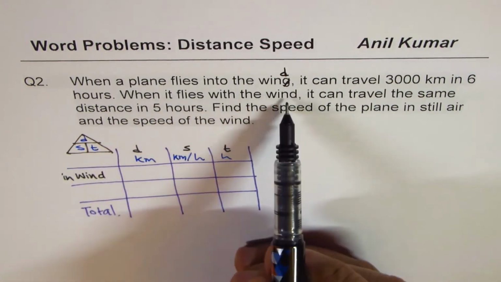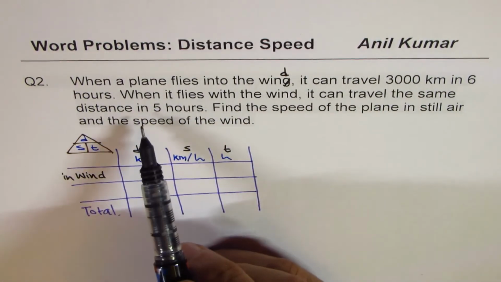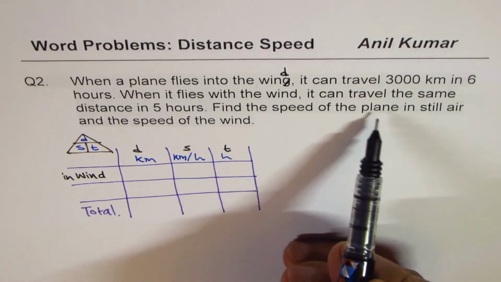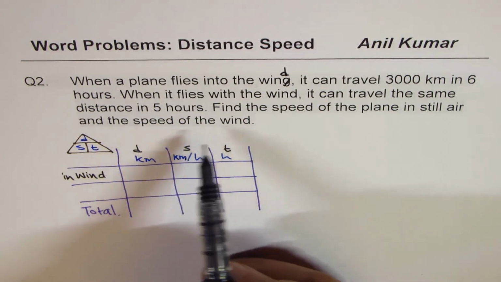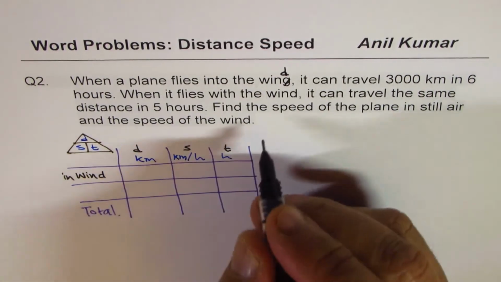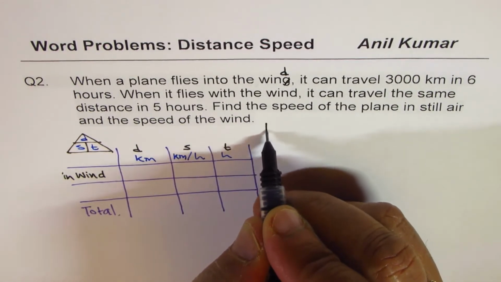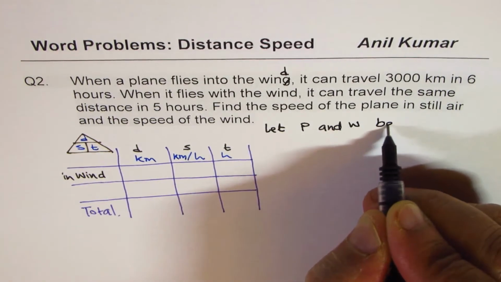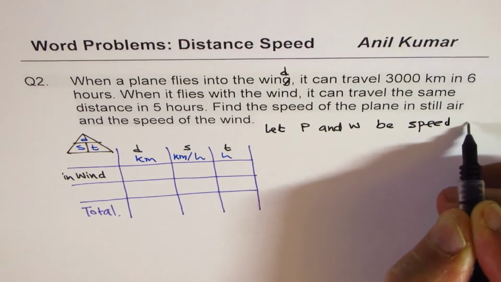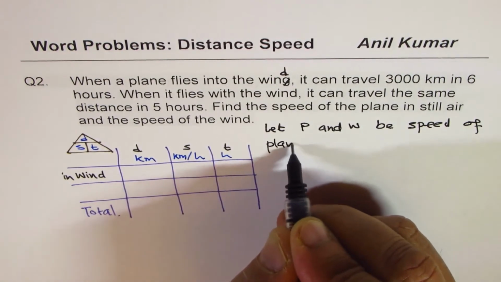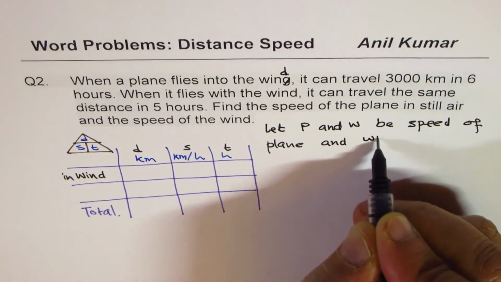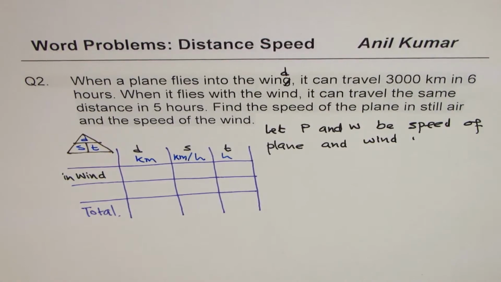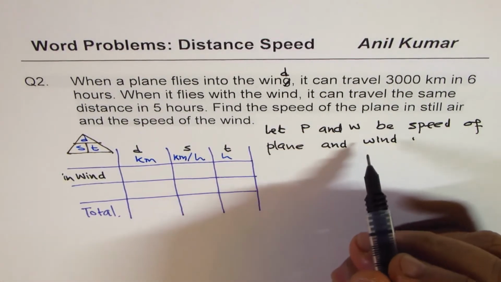When it flies with the wind, it can travel the same distance in 5 hours, much lesser time, 1 hour less. Find the speed of the plane in still air and the speed of the wind. So this is what it is. So we'll define a variable. First thing, we'll say let P and W be the speed of the plane and wind, right, in still air. Is it okay? P, plane in still air. I hope you get the point, correct?